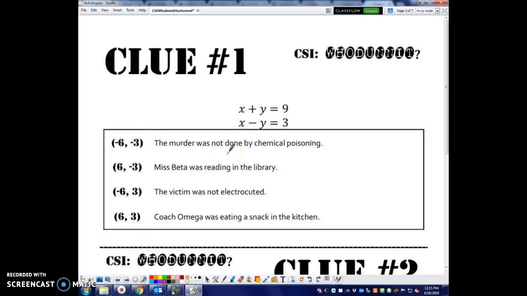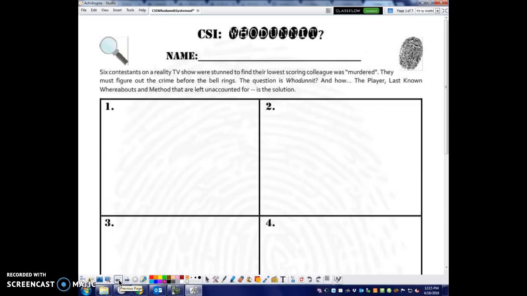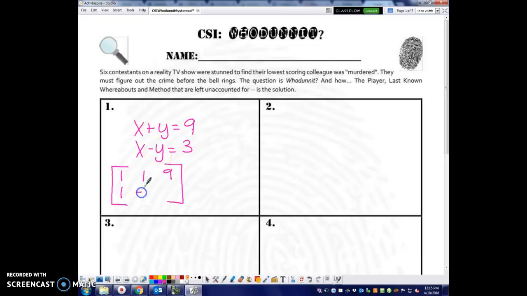So, let's go back to page 1. Okay, we're doing problem number 1, which is x plus y equals 9, and x minus y equals 3. Okay, how do we normally solve systems like this when it's x, y equals number? We use matrix, remember? So what's in front of x? A 1. What's in front of y? A 1. And over here is a positive 9. What's in front of x? A 1. This one? A negative 1 is in front of y. And what's here? A 3.